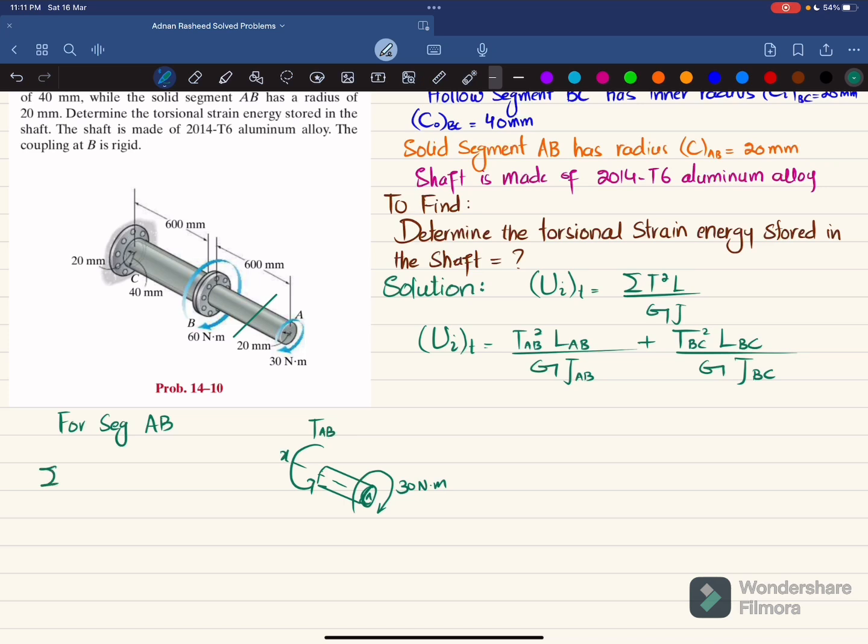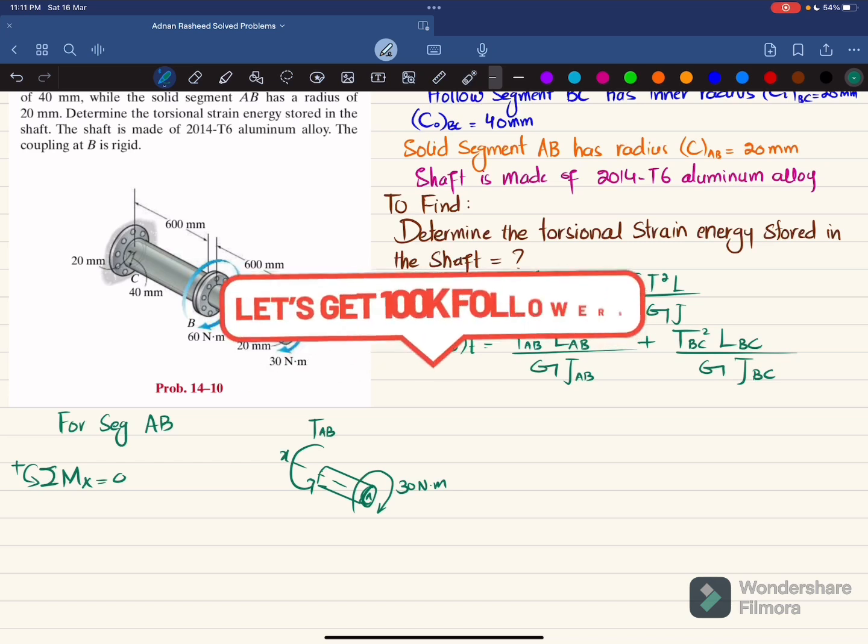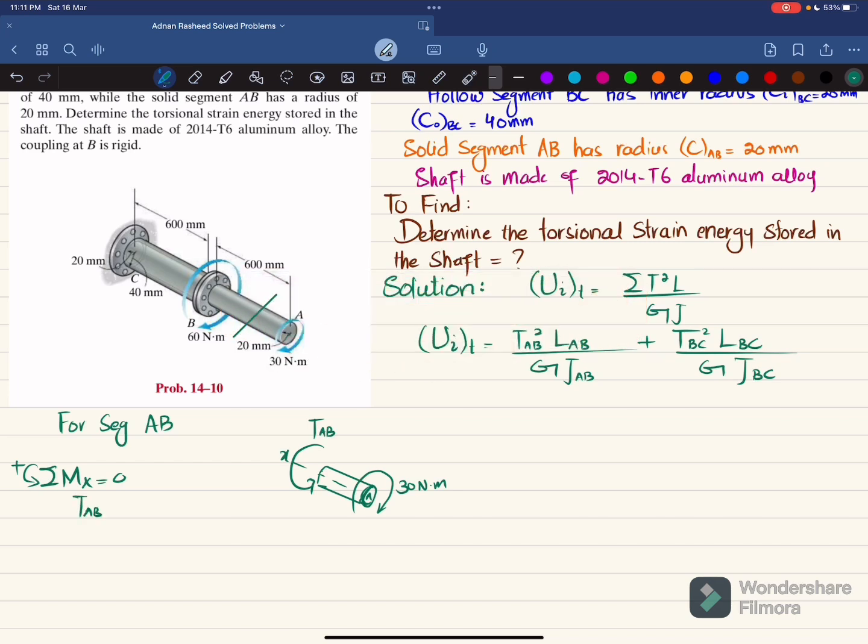In order to find T_AB, we will apply the equation: the sum of all moments about the x-axis must be equal to 0, with counterclockwise taken as positive. So torque T_AB, which is counterclockwise, and the other one, which is minus 30, their sum must be equal to 0. So T_AB is equal to 30 Newton meter. This is the internal torque in segment AB.